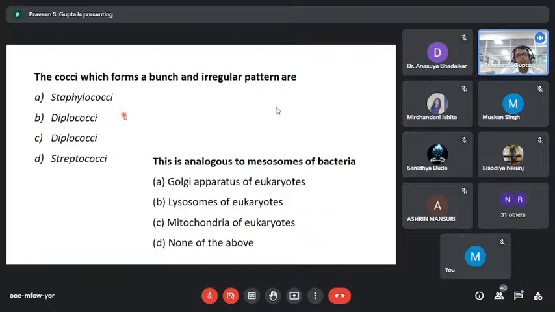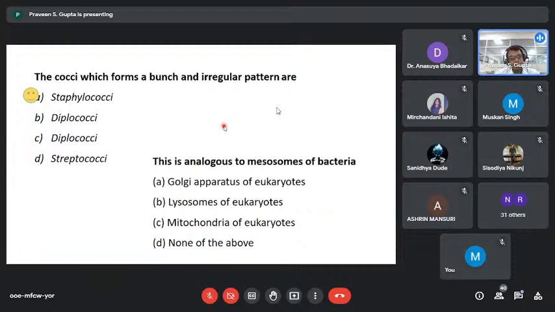Next, you can see some example questions. The cocci which form a bunch in regular patterns, everyone knows this answer. I think everyone knows it is diplococci. I'm not putting so much stress on this question, because if I go through all the questions, I cannot complete in the given time period. Some questions I may ask, but some I'm just going to solve by myself also. So the answer obviously will be diplococci. The next is a bunch. It is staphylococci. This is analogous to the mesosome of the bacteria.